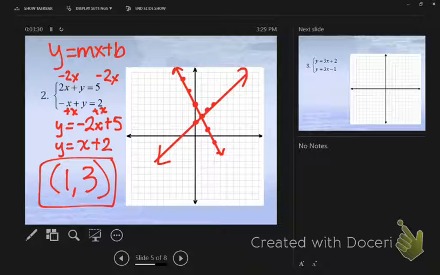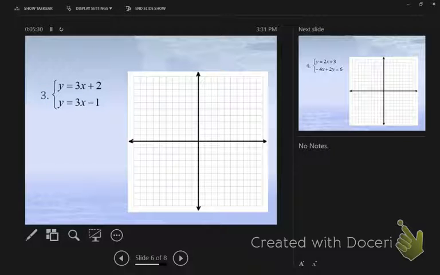We can check our solutions by plugging these back in. We know if we take 1 plus 2, we get 3, so that works. And if we take -2 times 1, that's -2 plus 5 is 3, so again, it works.